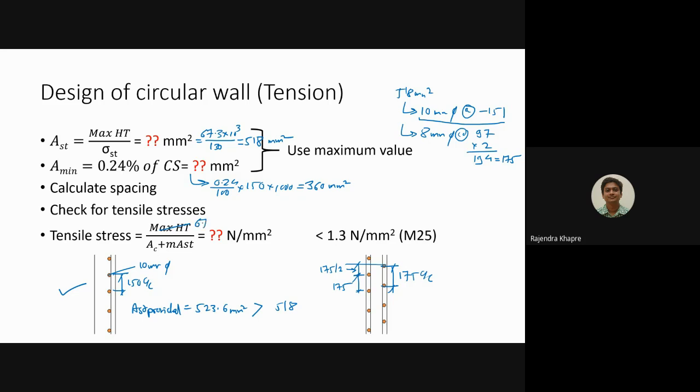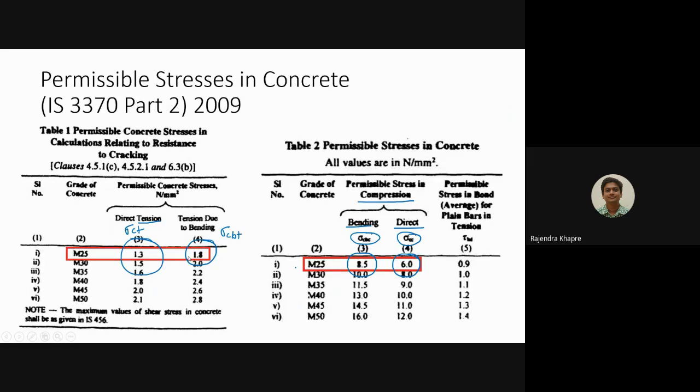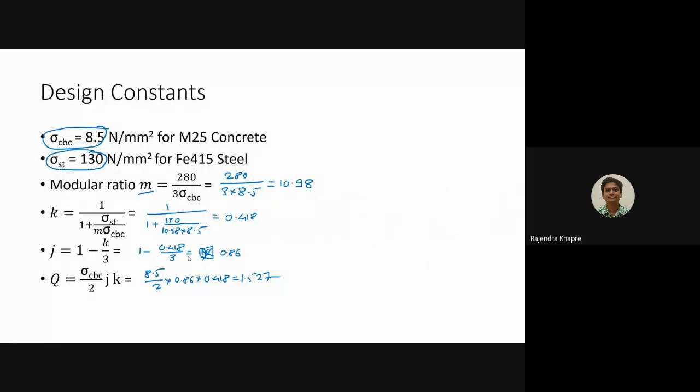This is 67.3 into 10 to the power 3, okay. Area of the concrete can be calculated as 150 into 1000. The modular ratio I think you have already calculated earlier. So your modular ratio m is 10.98, okay.